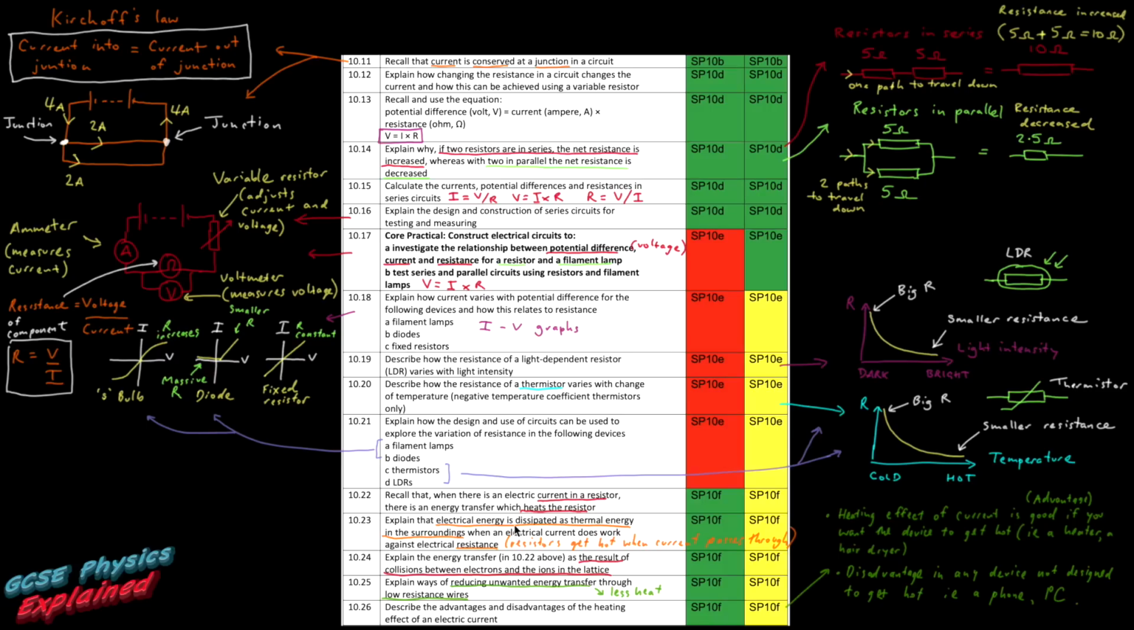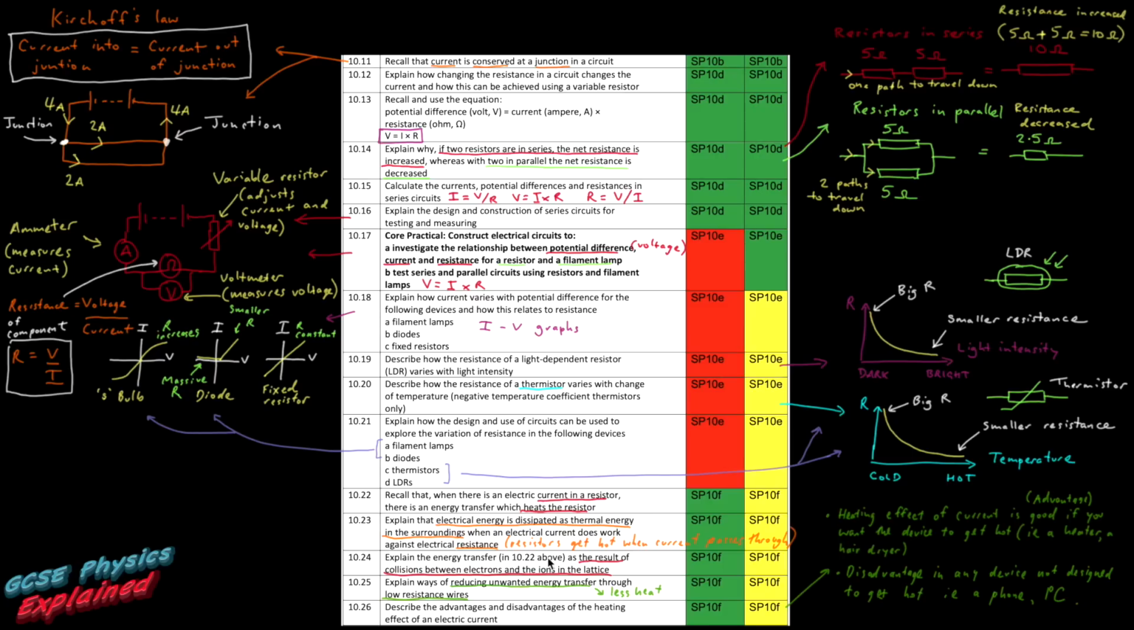Explain that electrical energy is dissipated as thermal energy in the surroundings when an electrical current does work against electrical resistance. In other words, you tell the examiner that resistors get hot when current passes through, and if it says where does the energy go to, you say to the surroundings for your third mark.